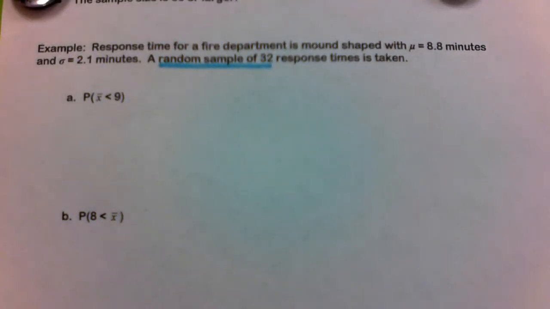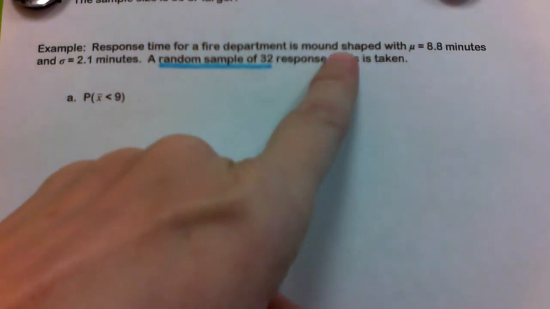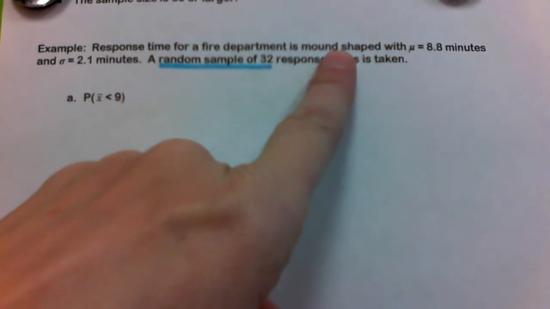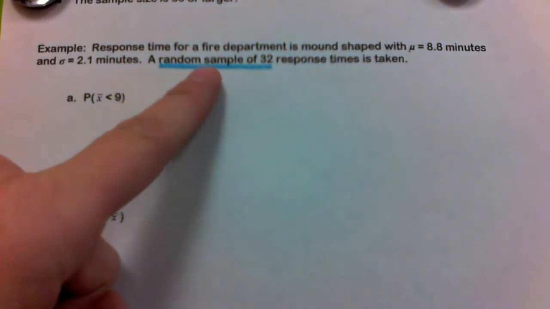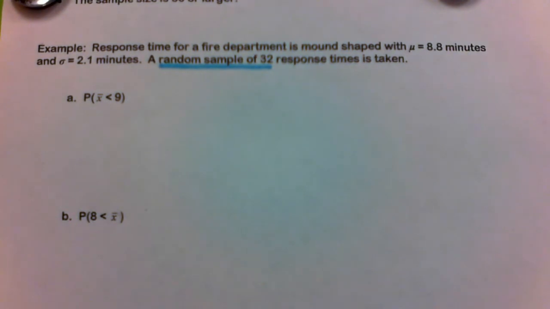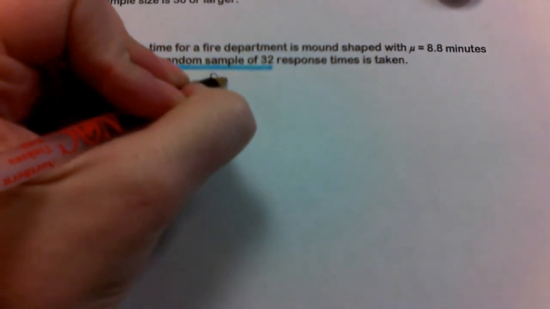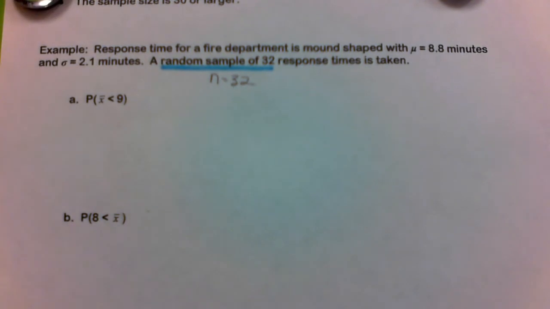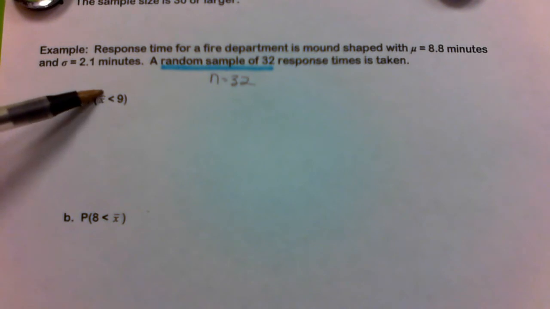So in essence, that's always going to occur. Because if you'll notice in this first one, it says response time for a fire department is mound-shaped with mu of 8.8 minutes and sigma of 2.1 minutes. Well, mound-shaped right there tells me it's symmetrical. But even if it hadn't, I'm okay because my sample is larger than 30. It is 32. So we know mu is 8.8, sigma is 2.1, and n is equal to 32, okay?